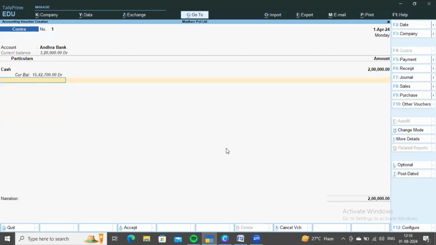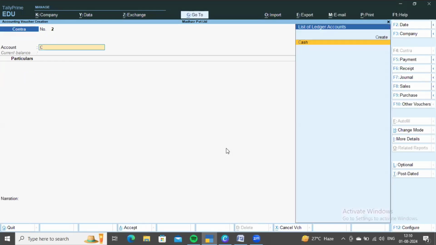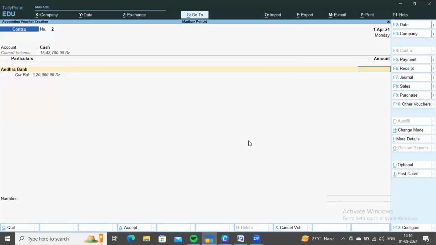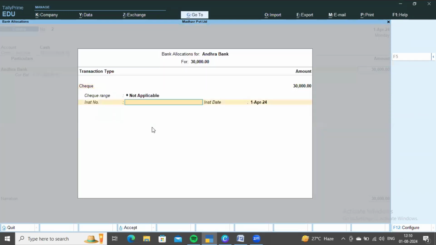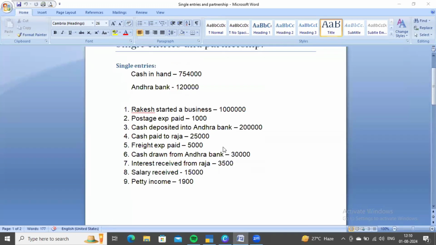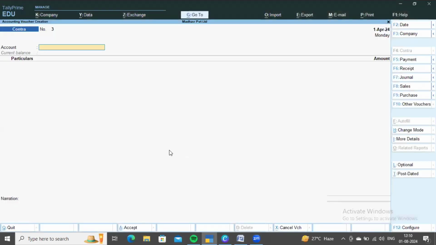So first of all, save this transaction by pressing Ctrl plus A in your keyboard. Now we need to debit cash account as cash is coming in and credit Andhra Bank account. How much? 30,000. Here the bank allocation screen appears. That's it. Here see it has been reduced by 30,000 and the cash balance is increased by 30,000. This is how we need to identify. Then press Ctrl A. Yes, these are the transactions that we need to enter in vouchers by using single entry mode only. That's it.